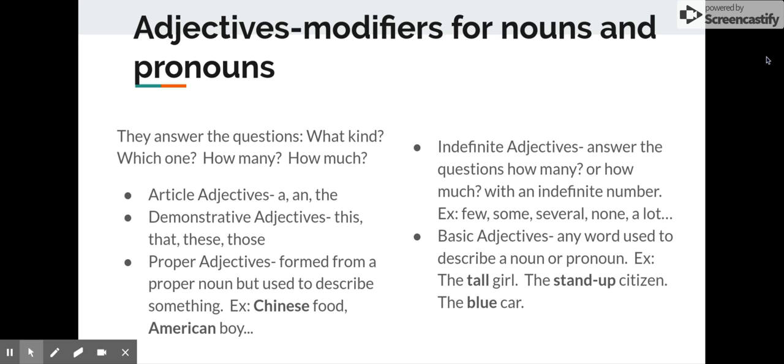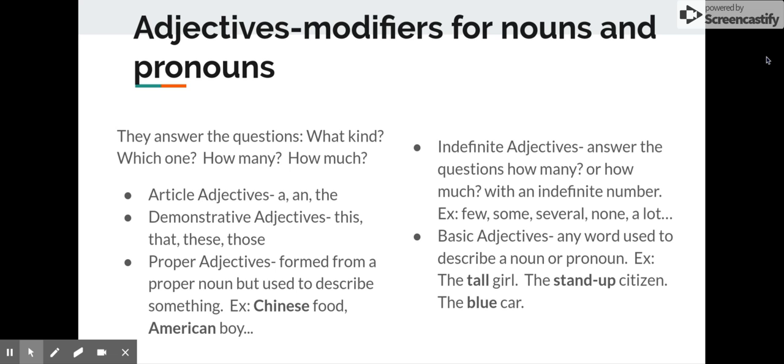An adjective's job is to modify or to make better or to explain or to describe a noun or a pronoun, a person or an animal or a place or a thing. They answer the questions: what kind, which one, how many, and how much. If you see a word that answers one of those four questions in a sentence, then you have an adjective.